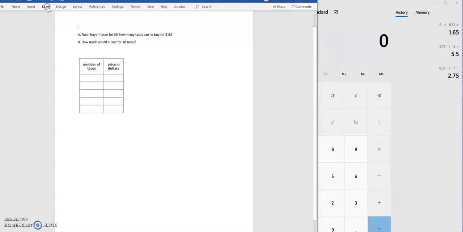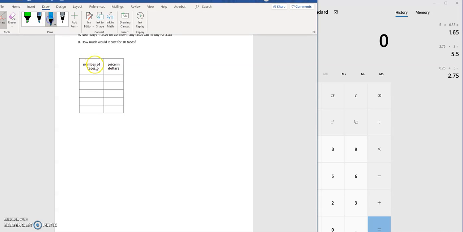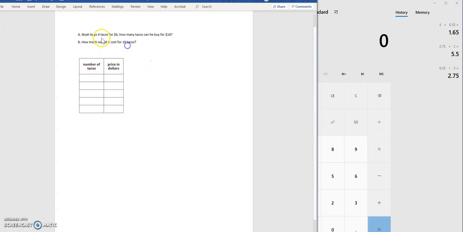First thing I'm going to do in my table is write the information we are given. So we are told in the information 4 tacos cost $6. A ratio table does not need to count in order like our double number line. So then the next set of numbers can be what this question is asking us to solve for. So in the column for price in dollars, I want to know how many tacos I can get for $18.